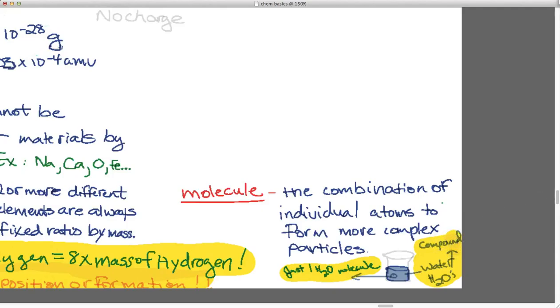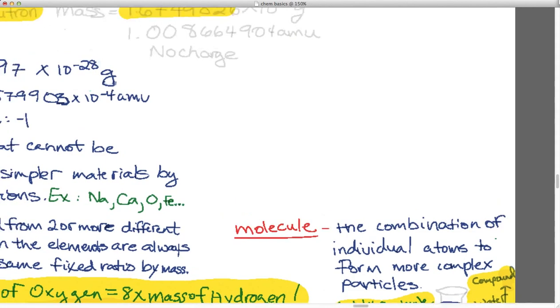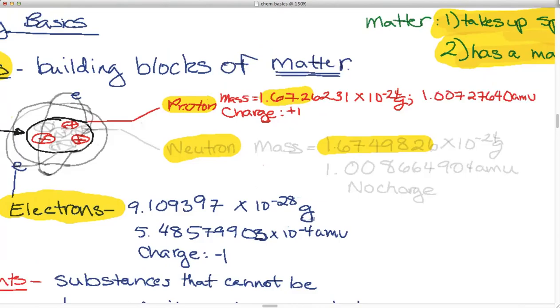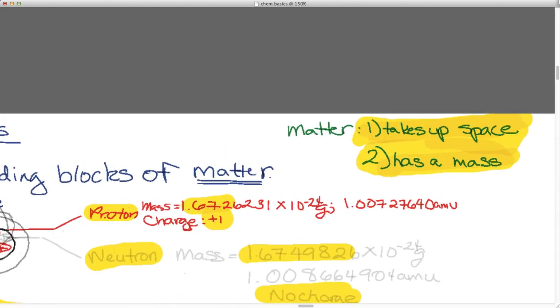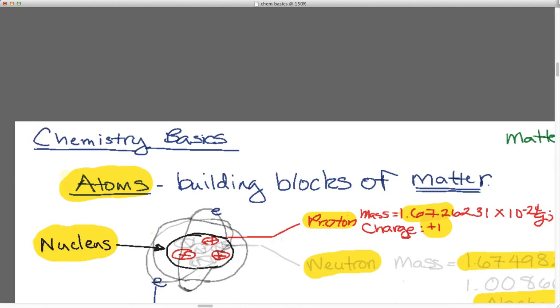So these are just some basic words that you should be very familiar with when discussing chemistry. Know the -1 charge for the electron, the +1 charge for the proton, no charge for the neutron, where their locations are: in the nucleus for the proton and the neutron, and surrounding the nucleus in these spherical shells. And again, we'll deal with that at a later date. Okay? Matter has mass and takes up space, and atoms are the building blocks of matter.